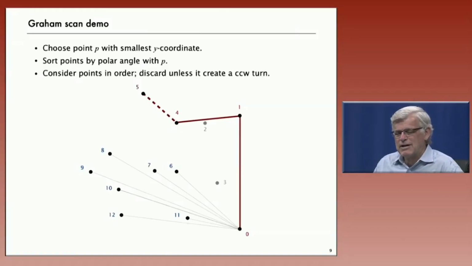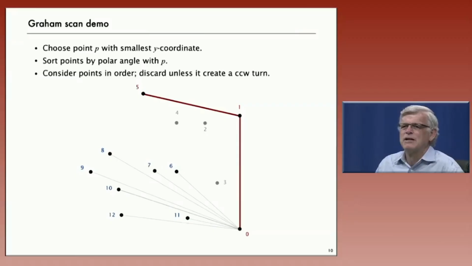So now we go on to 5. Turning the wrong way, so point 4 can't be on the convex hull. So now we go to 6. As far as we know, it could be, but as soon as we hit 7, we know that it can't be because that's a right turn. So 6 is not there. Go to 8. Nope, 7 can't be on the convex hull. Go to 9. 8 can't be on the convex hull.